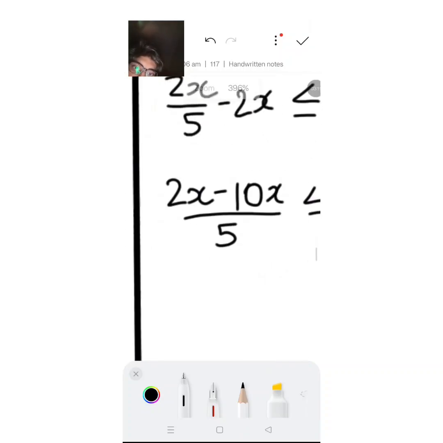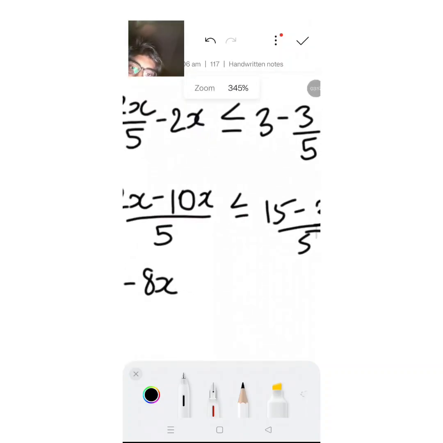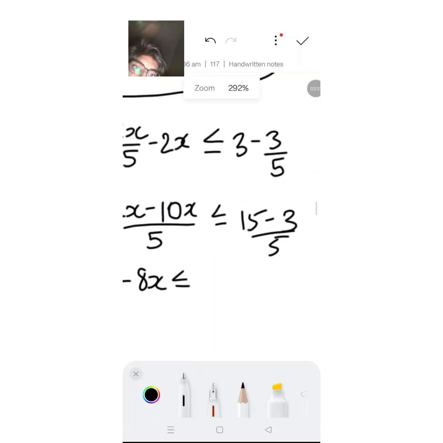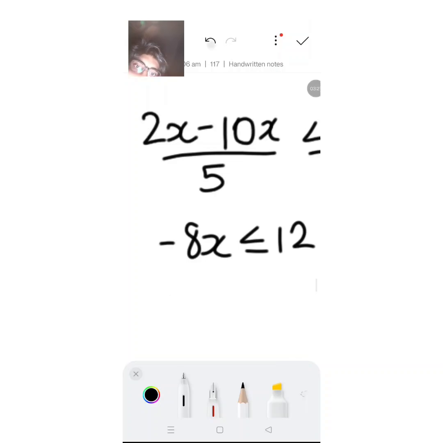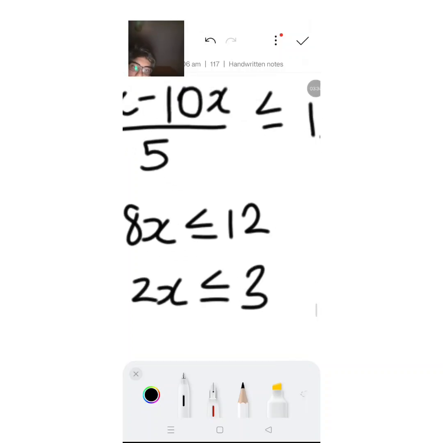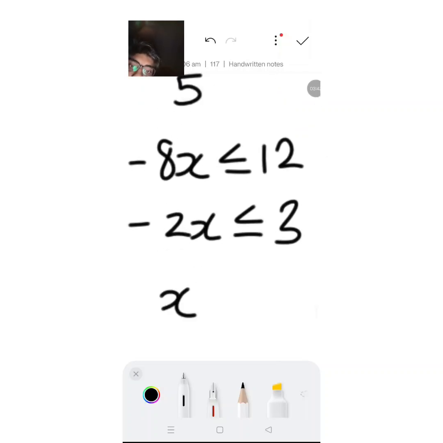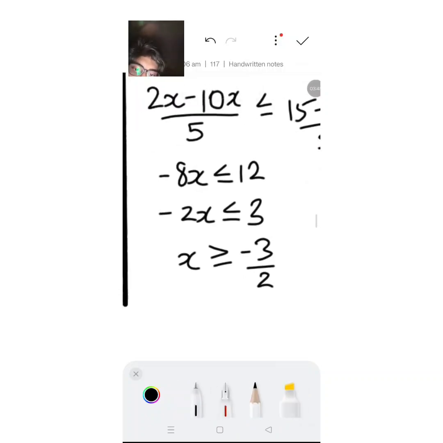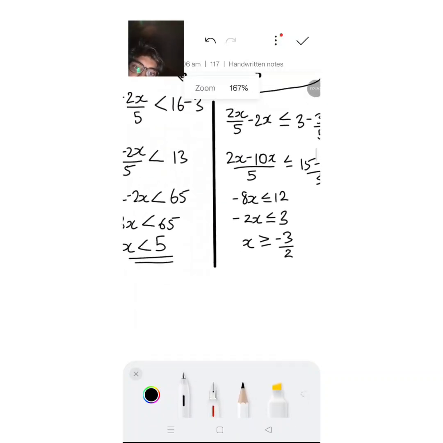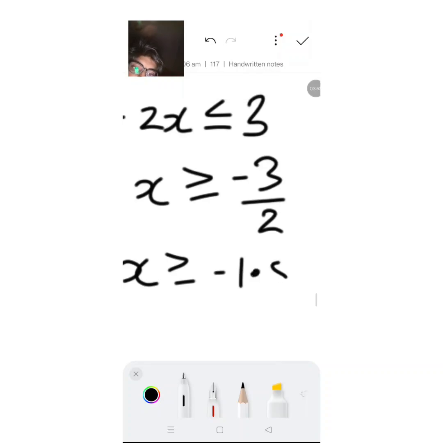And now the 5 just gets cancelled off. So it becomes negative 8x, which is less than or equal to, what is this going to be? 12, right? So negative 2x is less than or equal to 3. Basically divided both sides by 4. So x is greater than or equal to negative 3 by 2. Inequality sign changes, don't forget that. So x is greater than or equal to negative 1.5.